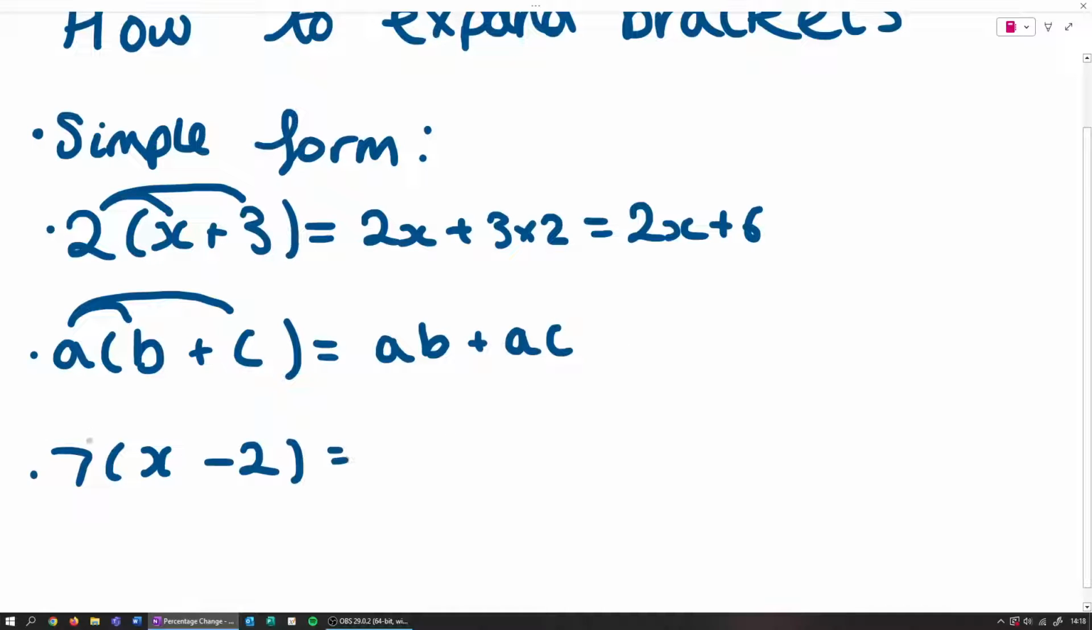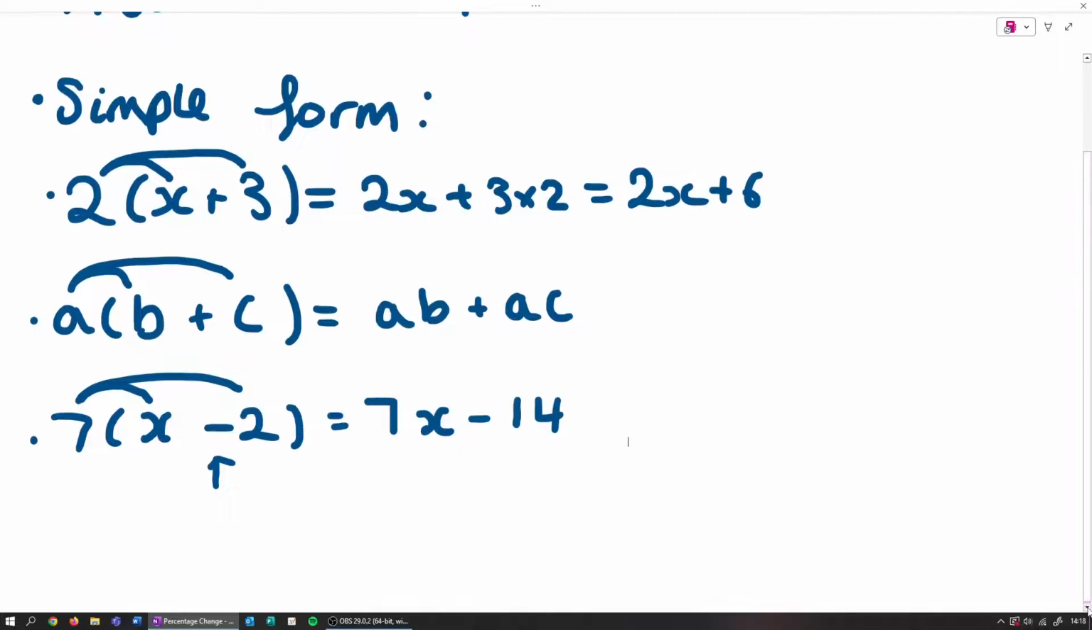Okay, next we have 7 times x, which is 7x, and minus, in this one, because of this here, 7 times 2, which is 14. So the answer is, well, doesn't need any more simplification than that, 7x minus 14. Okay, and I've written this as simple form because this is only expanding out one bracket. However, expanding double brackets and even triple, etc., uses the exact same technique.